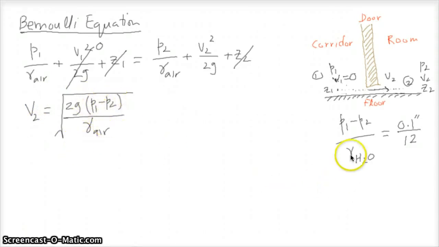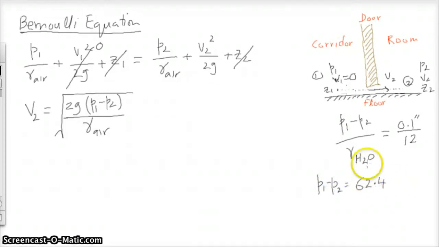Now we can go back to this equation and find that pressure difference, which would be P1 minus P2 equals 62.4 pounds per cubic foot, which is the gamma of water, times 0.1 over 12, and this gives us 0.52 pounds per square foot, which is the pressure difference between the corridor and the room.